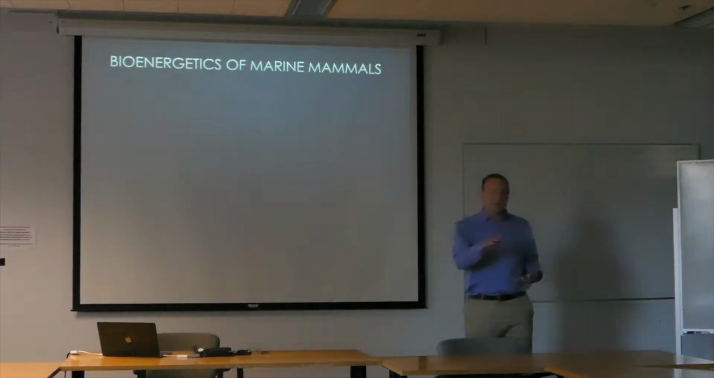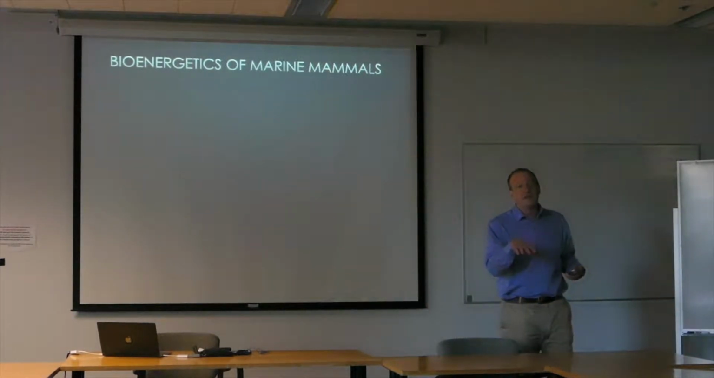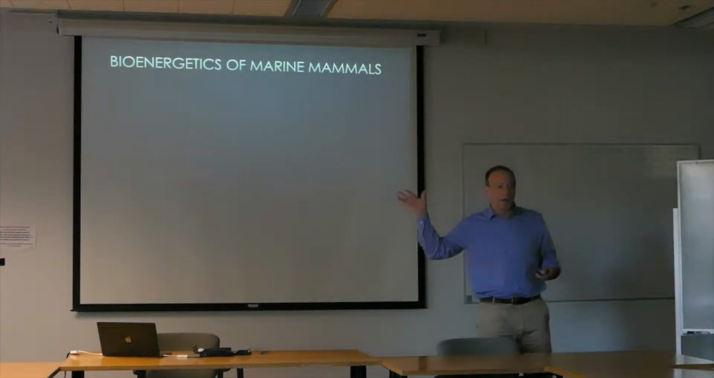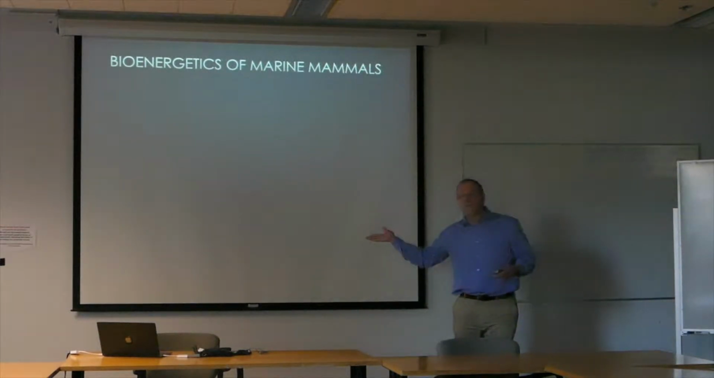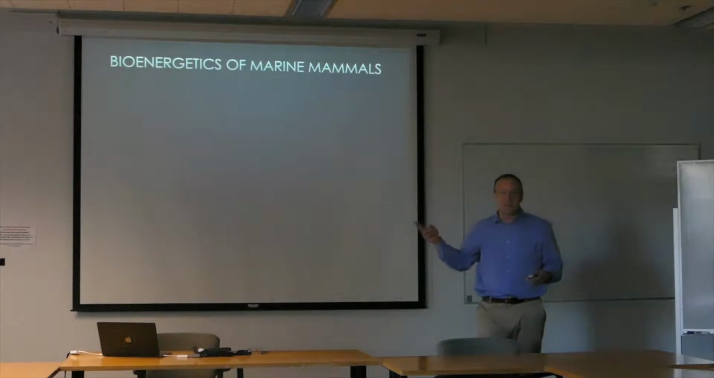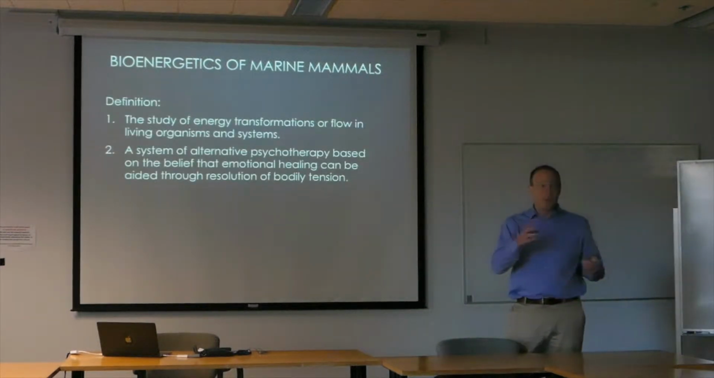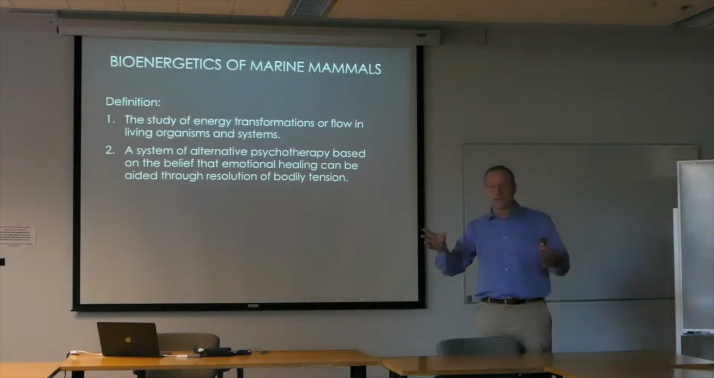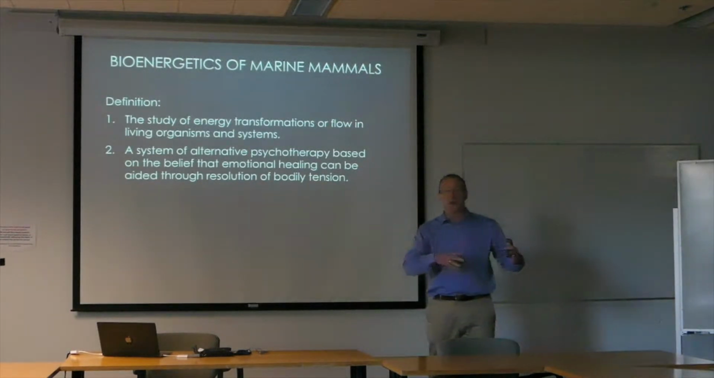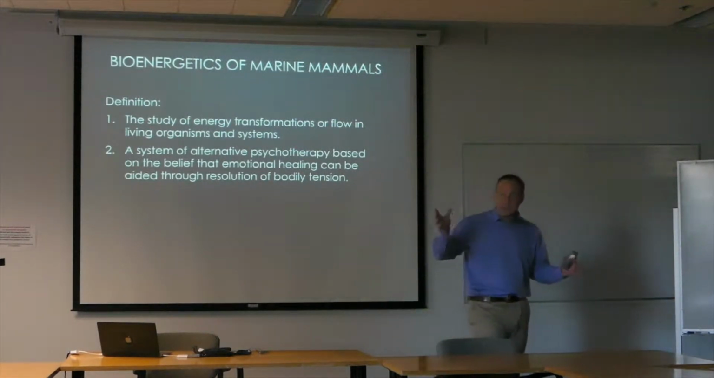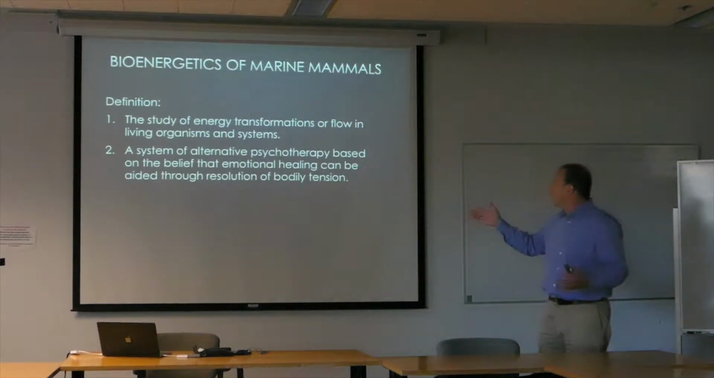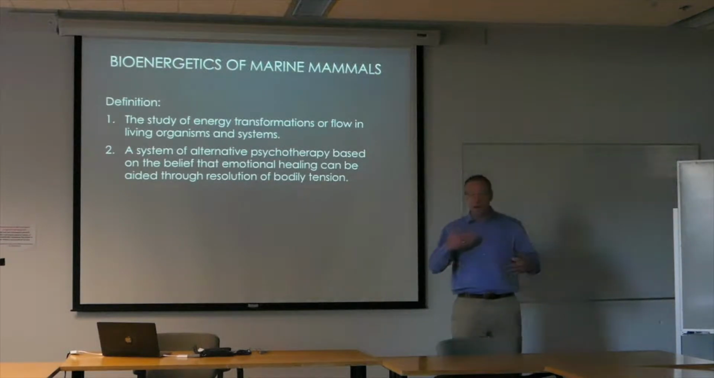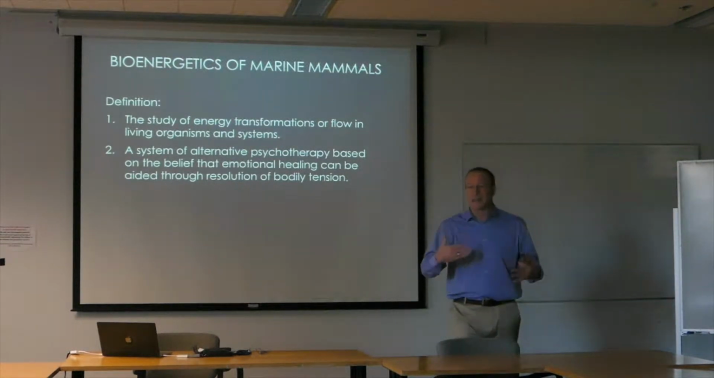So when we're talking about estimating food requirements for a group of animals, in this case marine mammals, we're talking about the science of bioenergetics. So the first thing we need to define: what is bioenergetics? There's two possible ways to define it. One is the flow of energy through a biological system, whether that's an individual animal or an ecosystem. The second definition of bioenergetics is an alternative psychotherapy that's based on the connection between mind and body. I'm probably not going to get to that today.